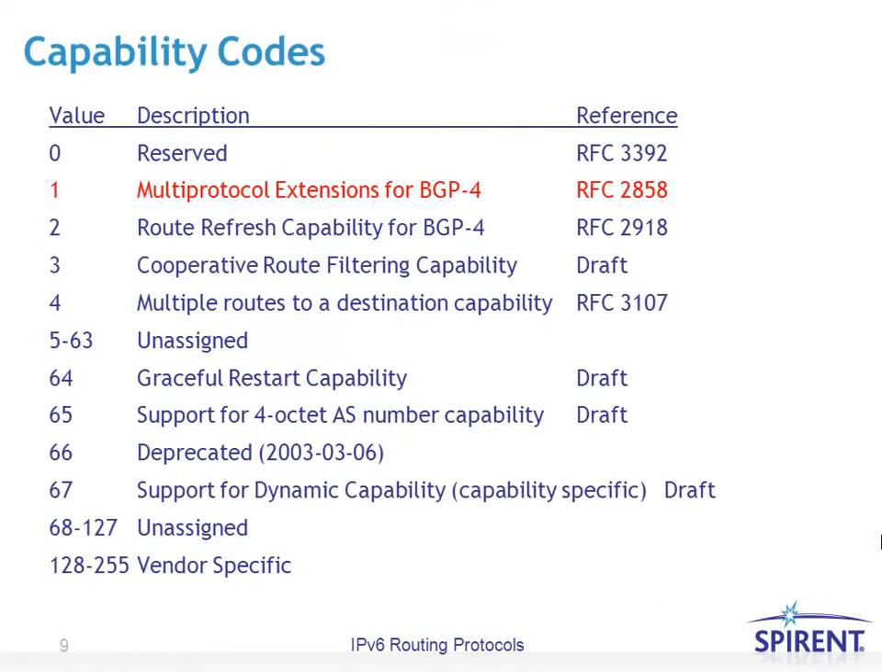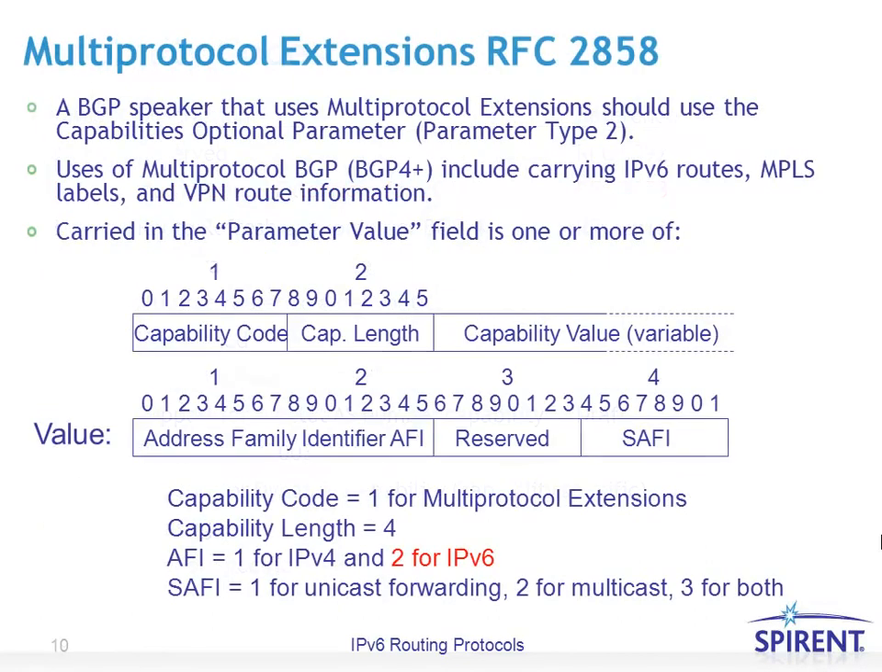The capability code value 1 is what's used when we want to carry IPv6 routes in the BGP session. So capability code value 1 is multi-protocol extensions for BGP, and it's defined by RFC 2858. A BGP speaker would use multi-protocol extensions capabilities optional parameter type 2. Usage of multi-protocol BGP is often referred to as BGP4+, and includes carrying IPv6 routes, MPLS labels, and possibly other VPN, virtual private network, route information.